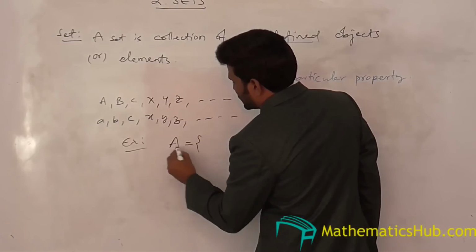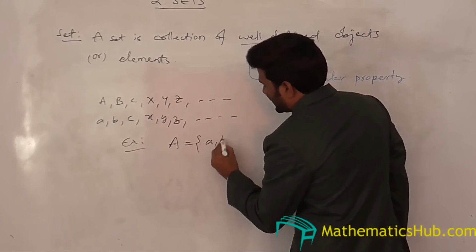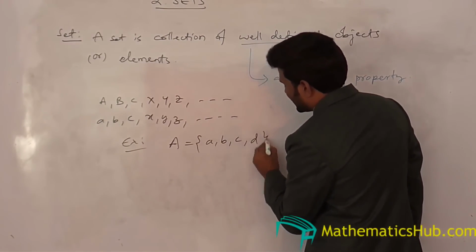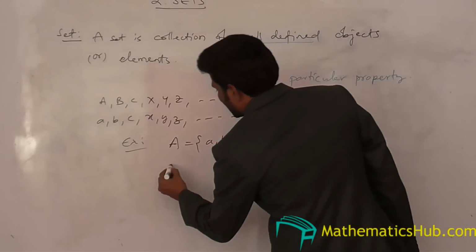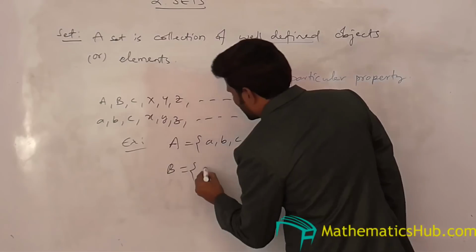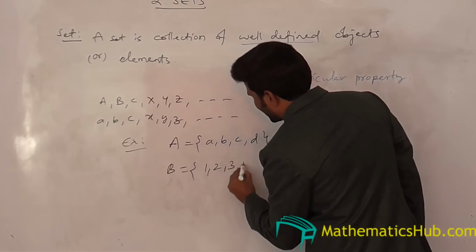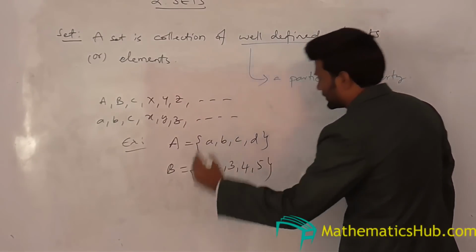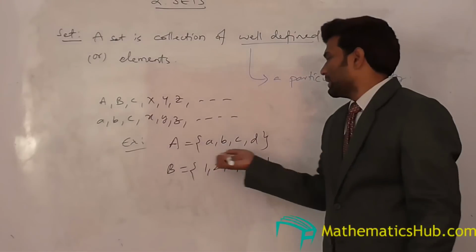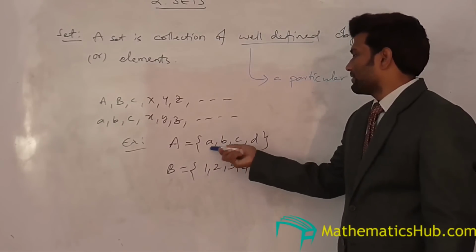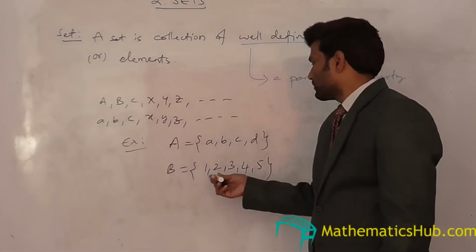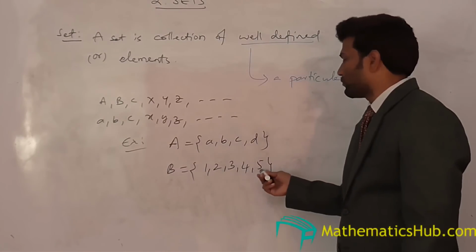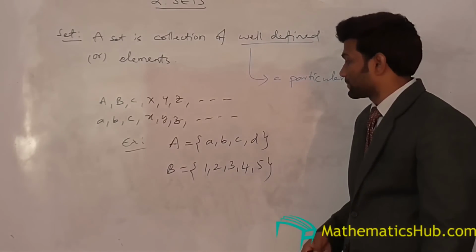A equals {a, b, c, d}. It is a set. We see another example. B equals {1, 2, 3, 4, 5}. So here A represents a set which has 4 alphabets, and B is a set which is a collection of natural numbers 1 to 5.